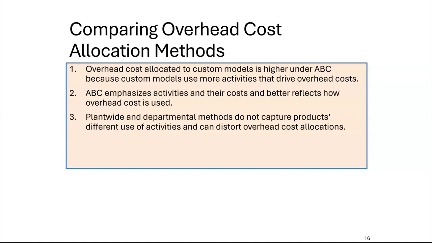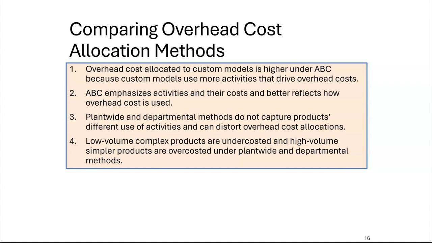So again, if you have a simple product and you don't have a lot of overhead costs, then the plant-wide or departmental methods are fine. But if that's not the case and you have a lot more complexity in what's going into the units, ABC costing is a better method for you to find the true cost of your product. So, low volume complex products are undercosted, and high volume simpler products are overcosted when you use plant-wide and departmental methods. And that ends Chapter 4 presentations.